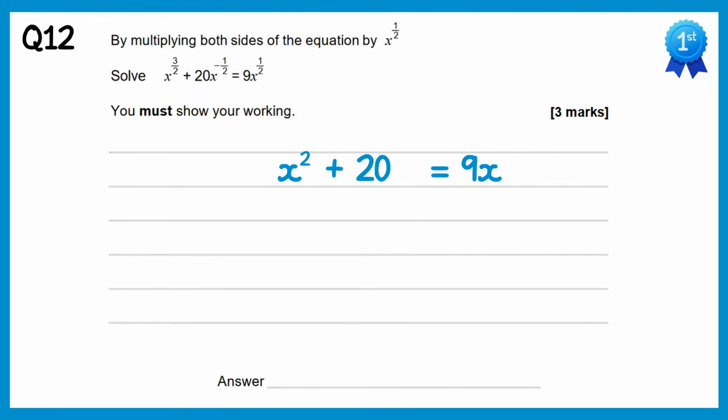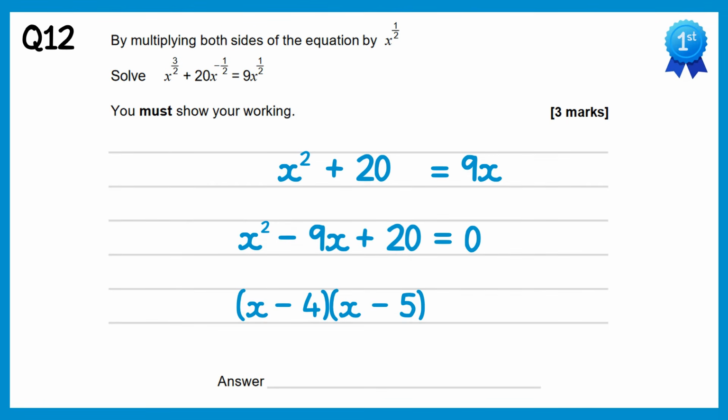If you subtract 9x from both sides now, you'll end up with a quadratic, so x squared plus 20 take away 9x equals 0. We normally write this with the 9x before the 20. And now we factorize, so (x minus 4)(x minus 5) equals 0, which gives you two solutions, x equals 4 and x equals 5.